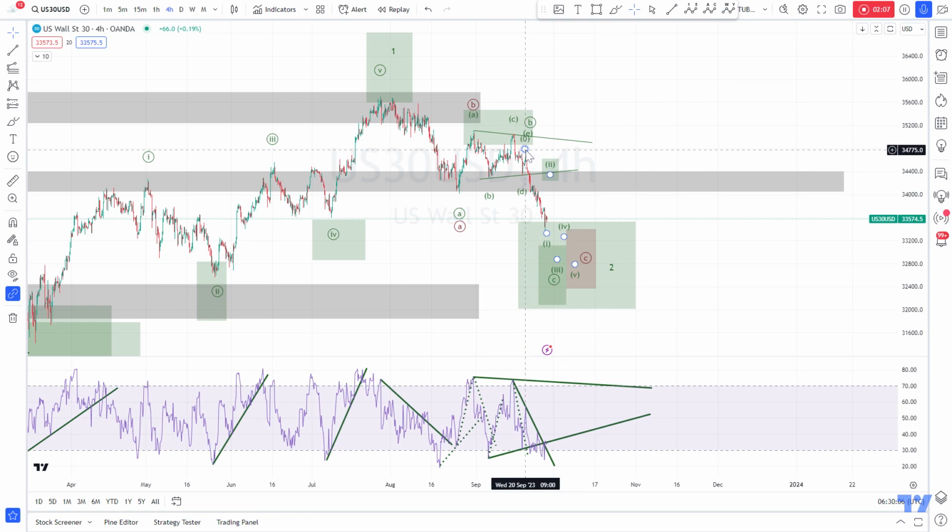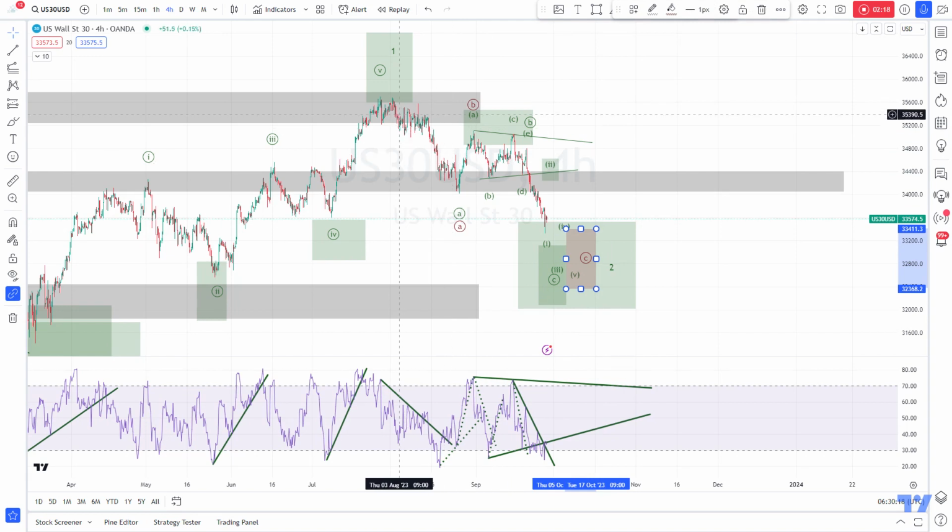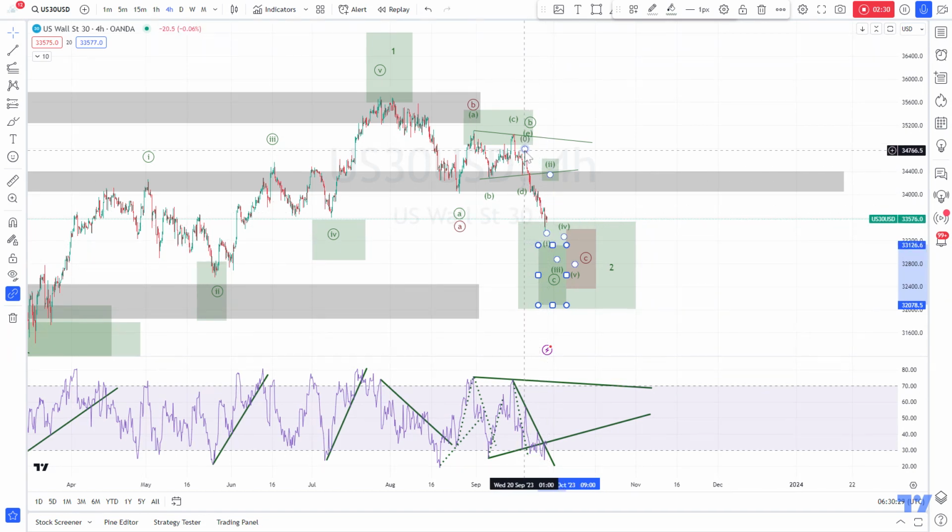My idea was to have a path 1, 2, 3, 4, 5 as a wave C, but as you can see, depending on which scenario you take here, the A B with triangle C or the A B C like this, we already reached this wave C area, or we are close to it. So it could just be that this is already our wave C here to the downside without having this 1, 2, 3, 4, 5.